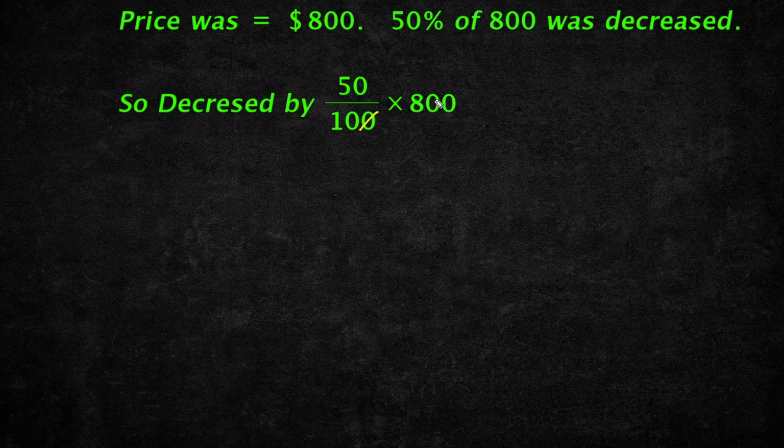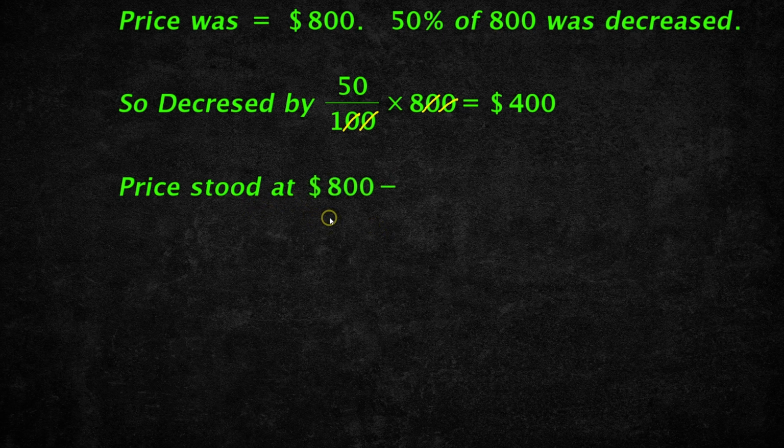We cancel this 0, divide by 10, and divide by 10. So the answer is going to be 50 times 8. We just multiply 5 times 8, which is 40, and take the 0 to get the answer as 400. So the price was decreased by 400. We have to subtract 400 from the 800. After the discount was applied, the price stood at $800 minus 400, which is 400.